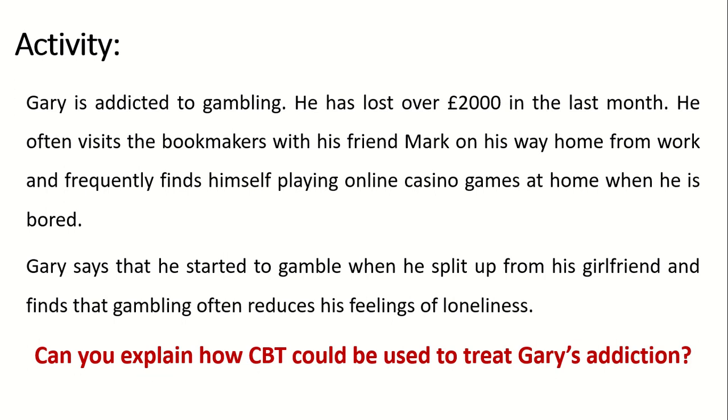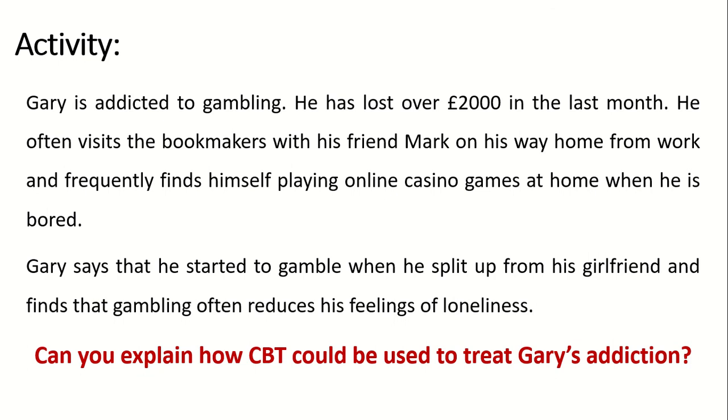How could Gary be taught to deal with his exposure to triggers in ways that don't result in him actually gambling? You can be as creative as you want, and you can go into as much detail as you want with this activity. We'll read the scenario together. So Gary's addicted to gambling. He's lost over £2,000 in the last month. He often visits the bookmakers, which is just the bookies, the gambling shops where you place a bet, with his friend Mark on his way home from work, and frequently finds himself playing online casino games at home when he is bored. Gary says that he started to gamble when he split up from his girlfriend and finds that gambling often reduces his feelings of loneliness.